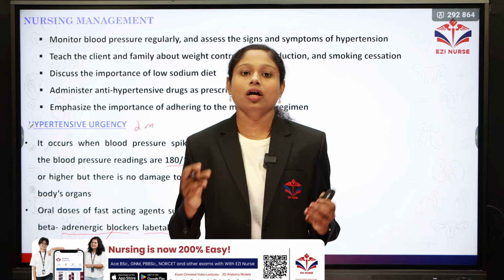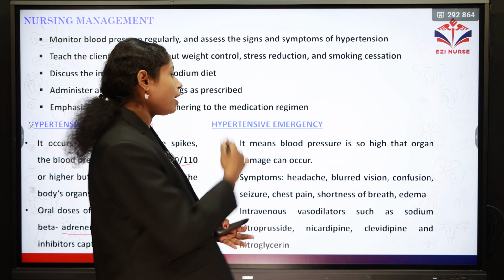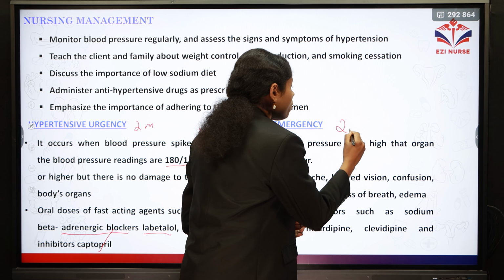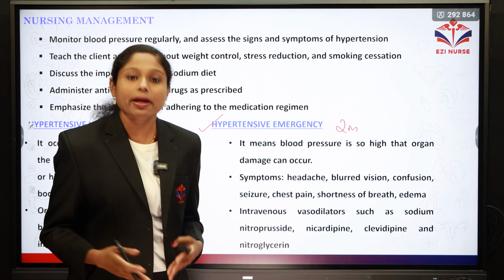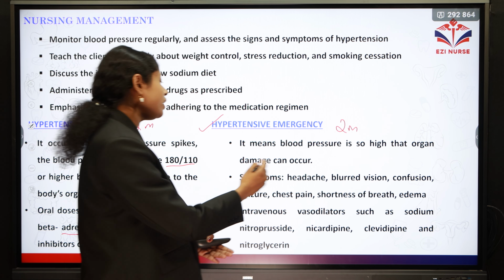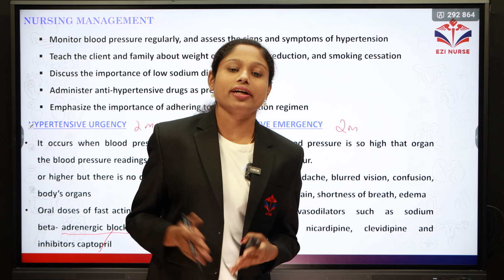Now we are going to discuss another 2-mark question from hypertension, that is hypertensive emergency. This is also a 2-mark question. So what is hypertensive emergency? Let's discuss. It means blood pressure is so high that organ damage can occur. So this blood pressure is so high that there is organ damage also.